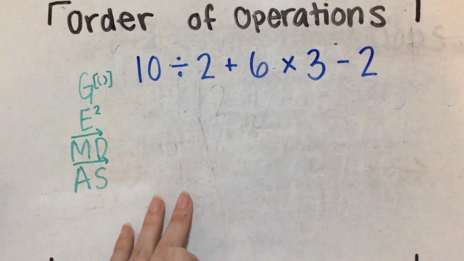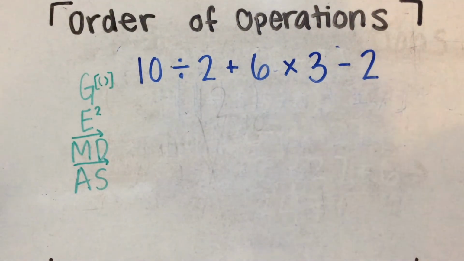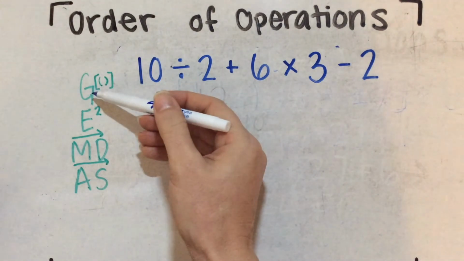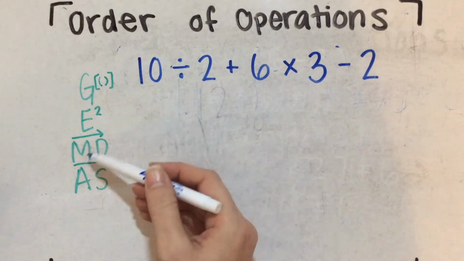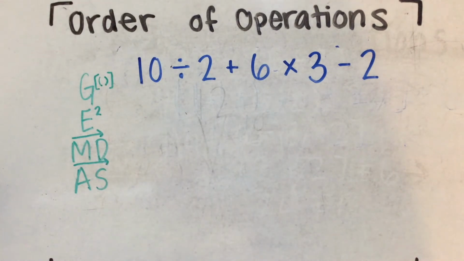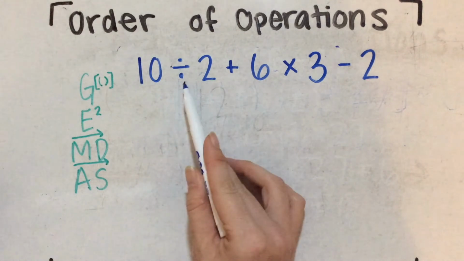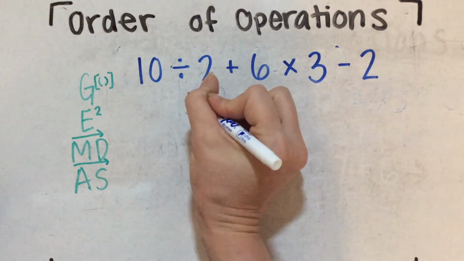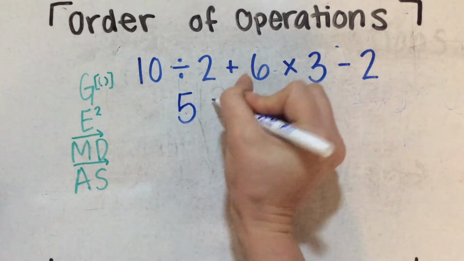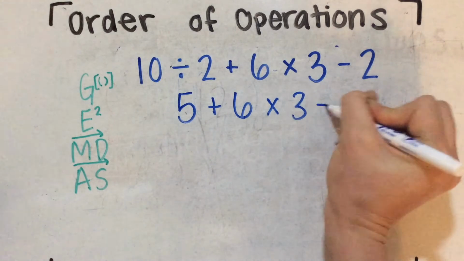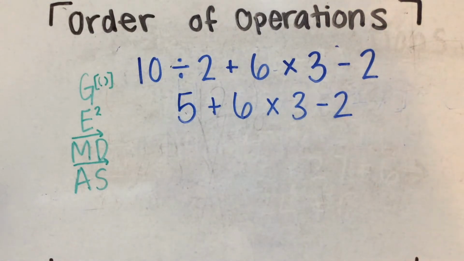Alright, so here we have all the operations, so again we need to follow GEMDAS. We don't have grouping symbols or exponents, so we can move on to multiplication or division, whichever one comes first, left to right. And we can see that division comes first, left to right, so we solve for that one first, giving us 5, then rewriting the whole problem, making sure you don't miss a step.